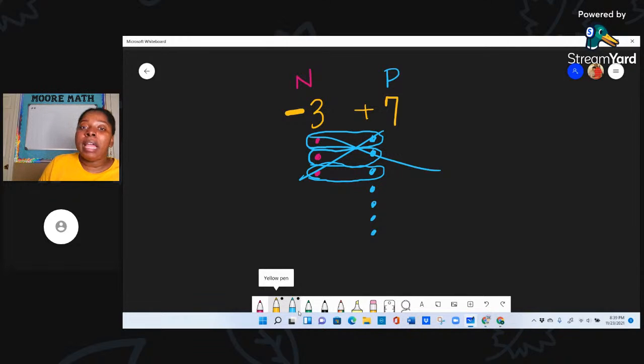That means when I do -3 plus 7, I'm taking away something. I'm actually subtracting because I'm taking out these 0 pairs. Okay. And what are you left with? 4. Okay. And which one had the most chips? The positives or the negative? The positive. So it's going to be positive. Okay. So let's try it again.